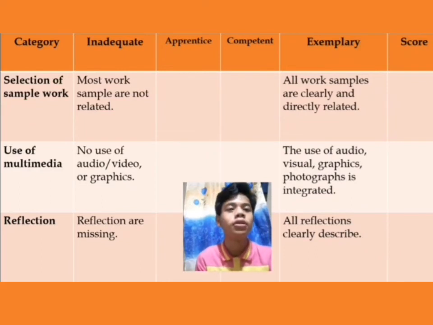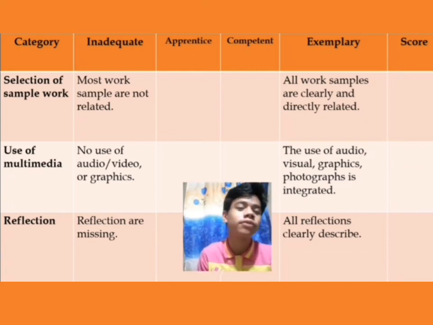So the scoring for these rubrics is: the lowest is the inadequate, the second is the apprentice, then proficient, and the highest score is the exemplary. And it will depend on you what the grading is in these rubrics. For example, the selection of sample work.